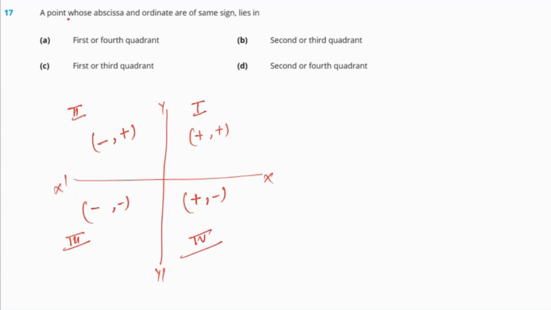So a point whose abscissa, meaning x, and ordinate, meaning y, are of the same sign. So in the first and the third quadrant, both are the same. So first and third quadrant, option C needs to be the correct answer.